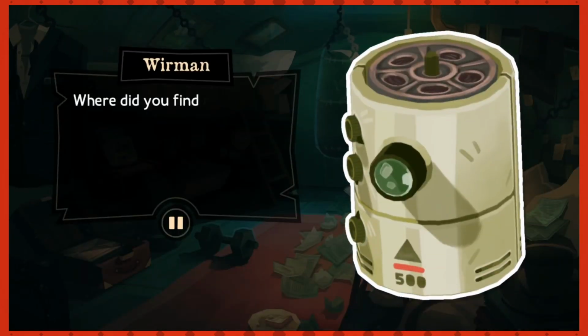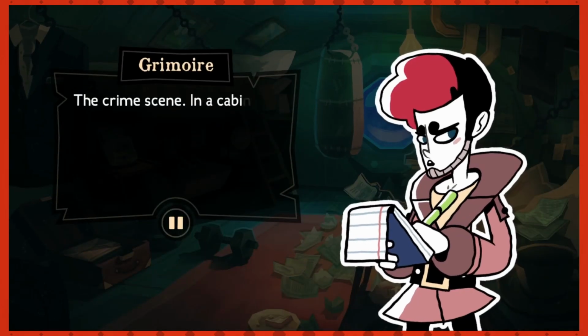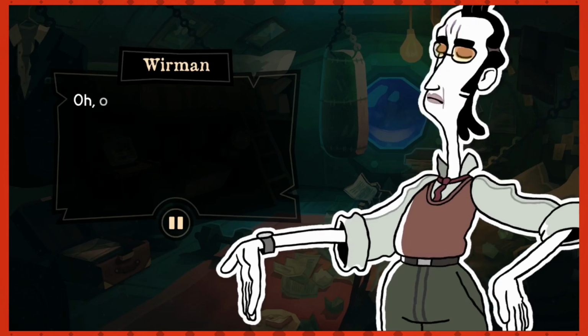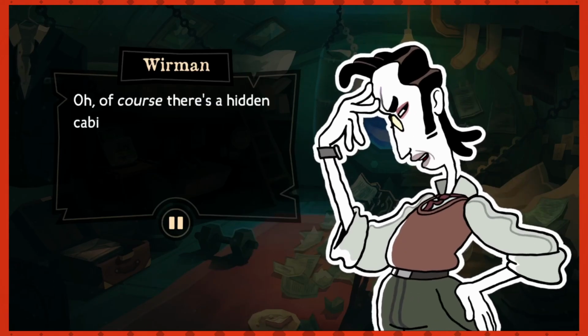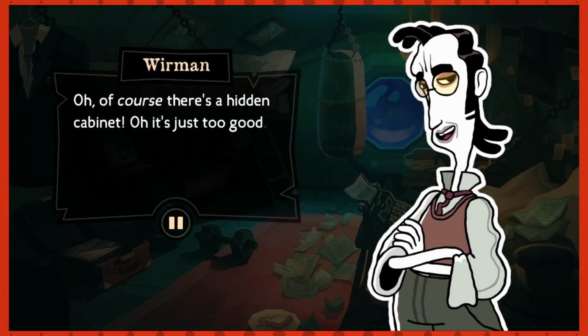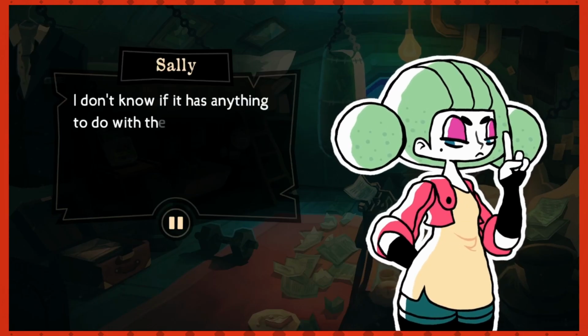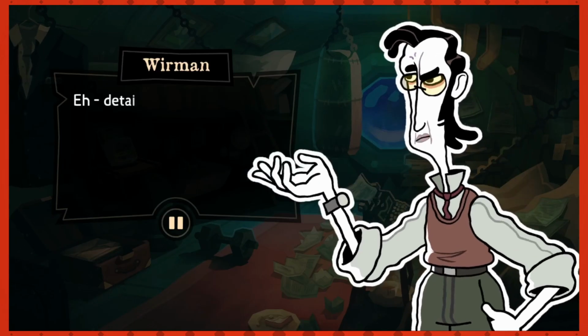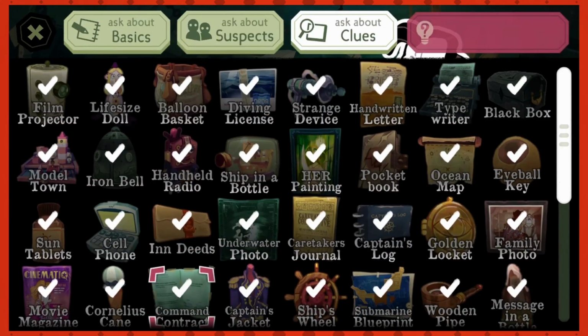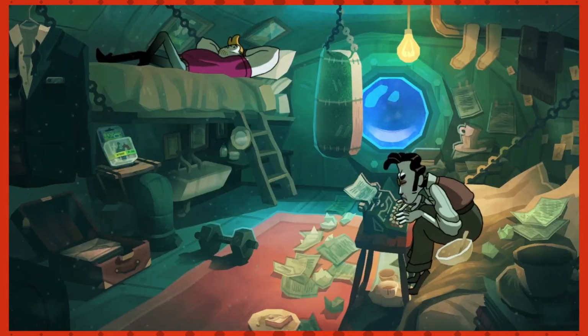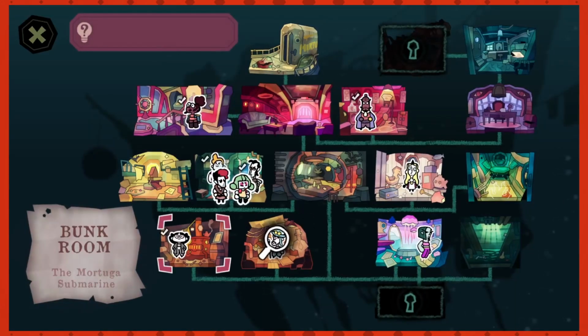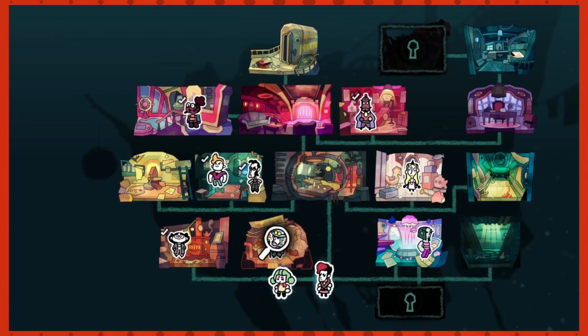Where did you find that? The crime scene. In a cabinet, hidden off to the side. Oh, of course there's a hidden cabinet. Oh, it's just too good. I don't know if it has anything to do with the murder, though. What do you mean? Details. Oh, no, it's not a recorder, but it is a projector. A lot of shit could happen with that. Alright. Let's talk to Mariana real quick.